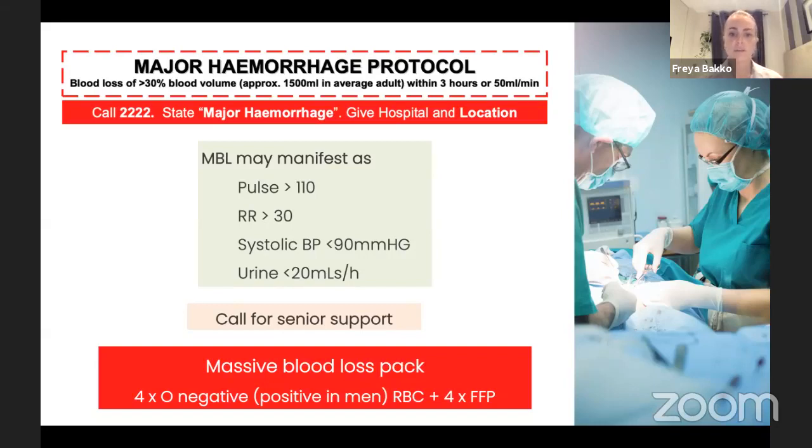So what you receive when you trigger the major hemorrhage protocol is immediate 4 units of O negative, or O positive in men, red blood cells, and 4 units of FFP.